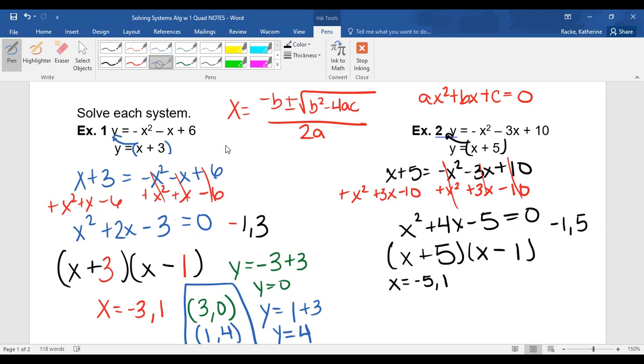Now I'm going to plug those into one of the original ones. I'm just going to choose the second one because it's a little easier. So I get y equals negative 5 plus 5. Well, y will equal 0. So one point is negative 5, 0.